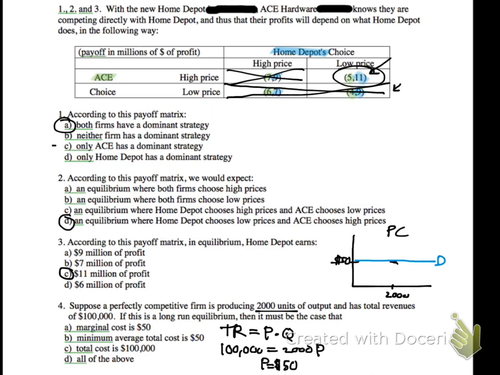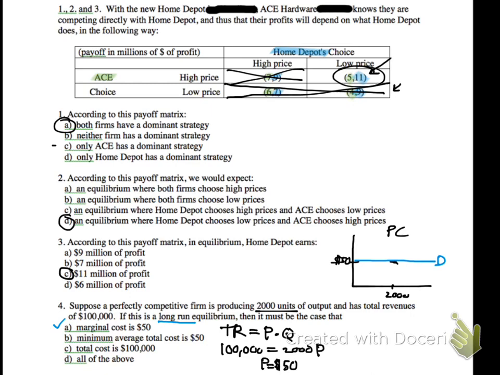Well, the marginal cost is $50. That is given here. It's not given, we actually had to figure that out. So that's true. The minimum average cost is $50. Well, let's look at this. We're in long run equilibrium. What's true about long-run equilibrium for a perfectly competitive market?